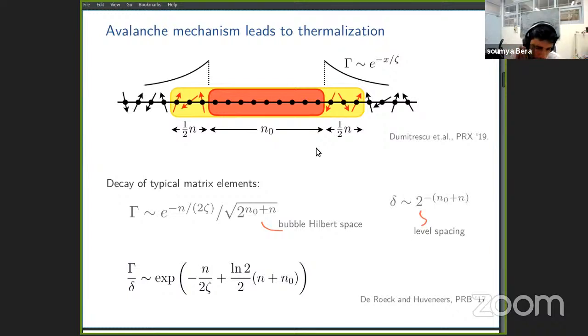So we have this picture that there is an avalanche mechanism, and then there are all these finite size effects. How do we deal with all of this? But there are experiments as well, right? So we need to give credit to the experiments.